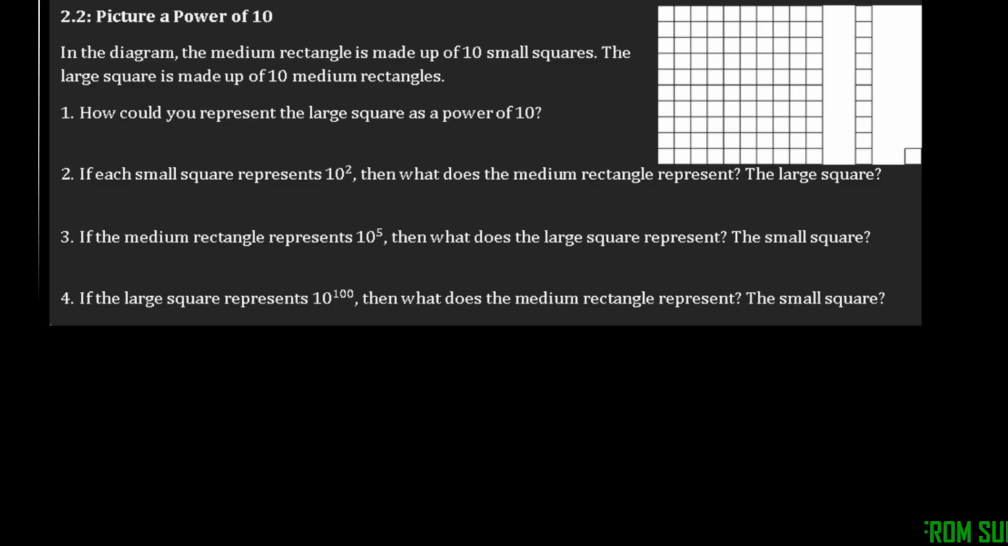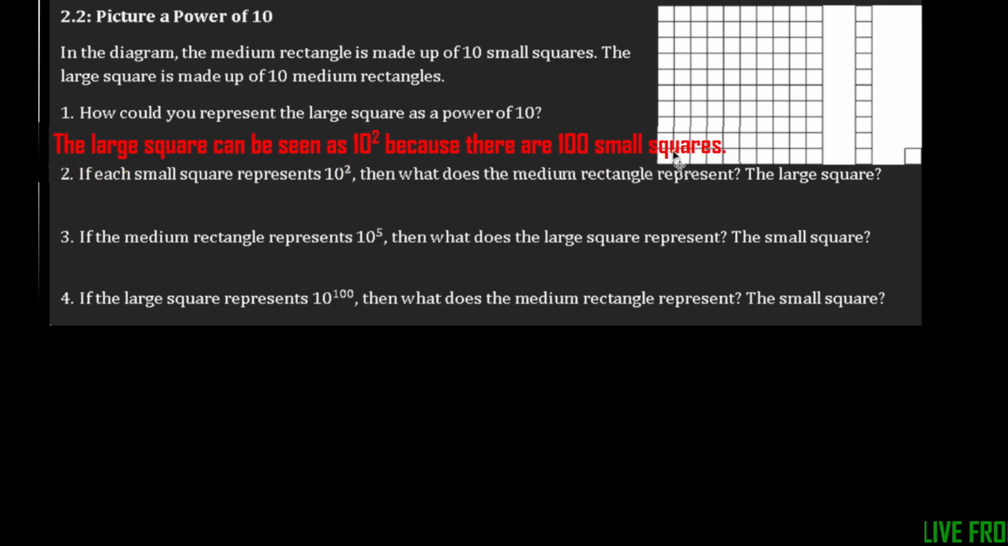Moving on to the second part, it says in the diagram the medium rectangle is made up of 10 small squares. The large square is made up of 10 medium rectangles. How do you represent the large square as a power of 10?